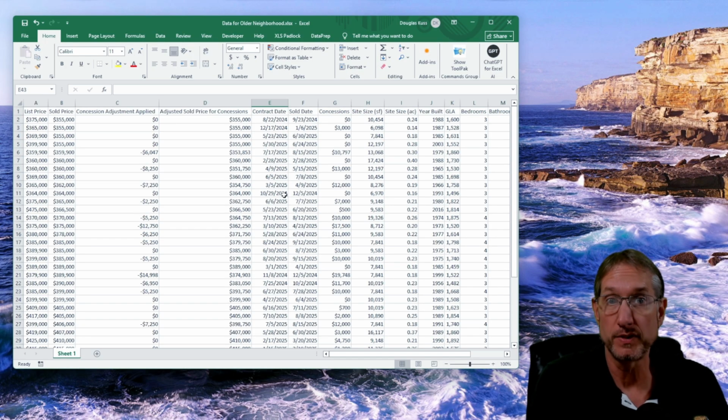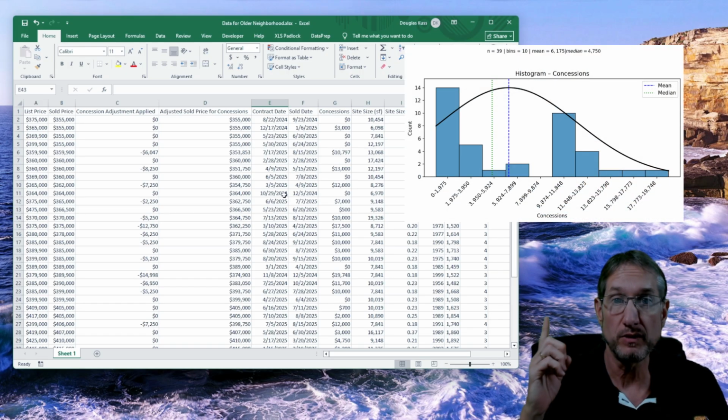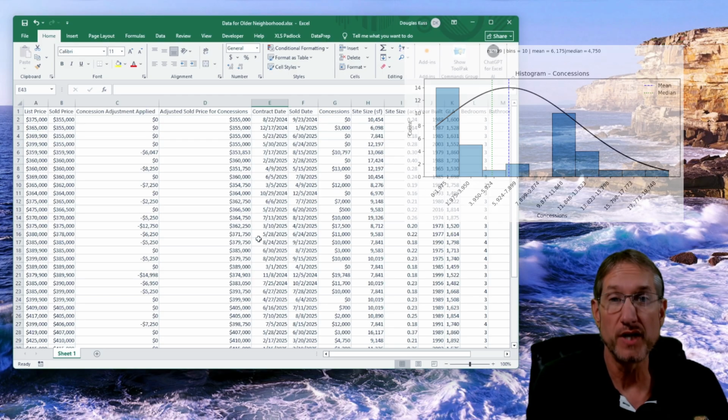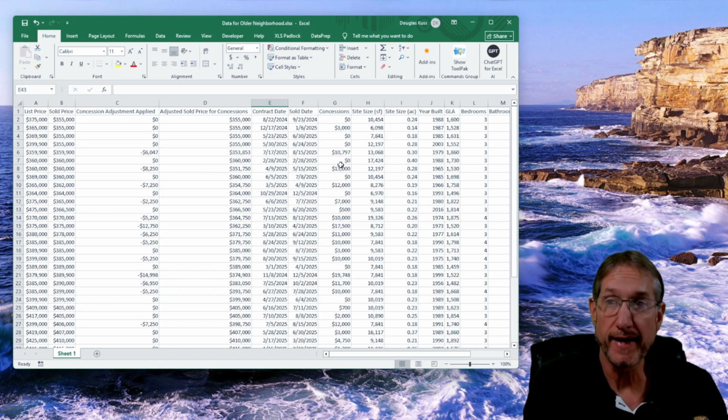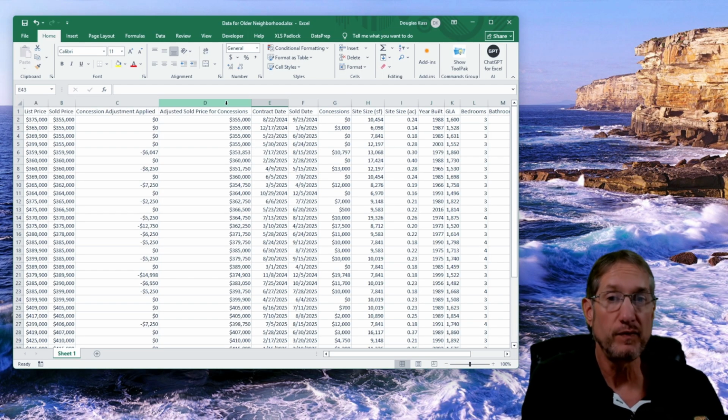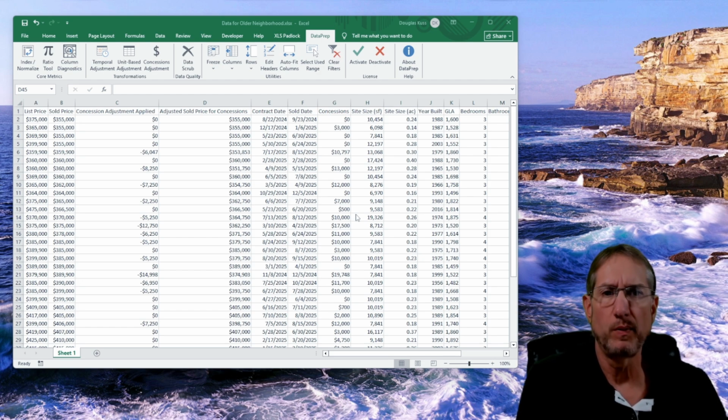In the concessions episode, we looked at how seller concessions were actually distributed in this market. In this histogram, it showed us that concessions weren't random, they clustered. Because of that, we adjusted the sale price to remove that transaction level distortion, and that gave us a new base price, the adjusted sold price for concessions, which is what we're going to carry forward. So at this point, concessions have already been addressed. Price now reflects what the buyer and the sellers had actually negotiated, not how the deal was structured. Every sale is already adjusted for concessions right here in the adjusted sold price for concessions.